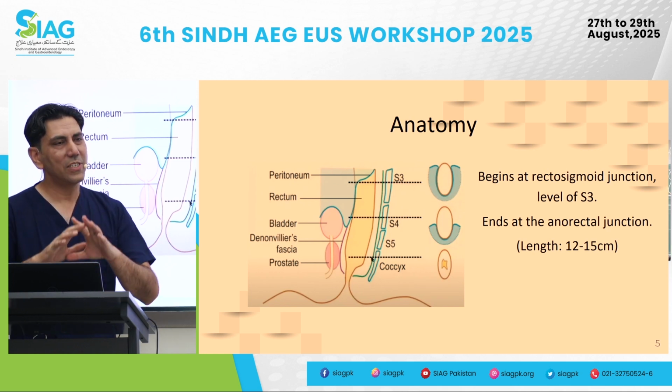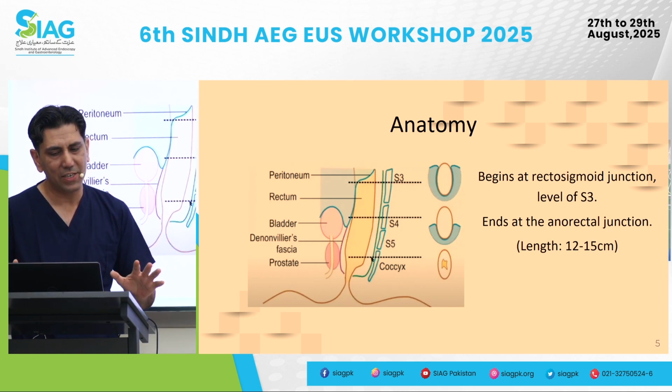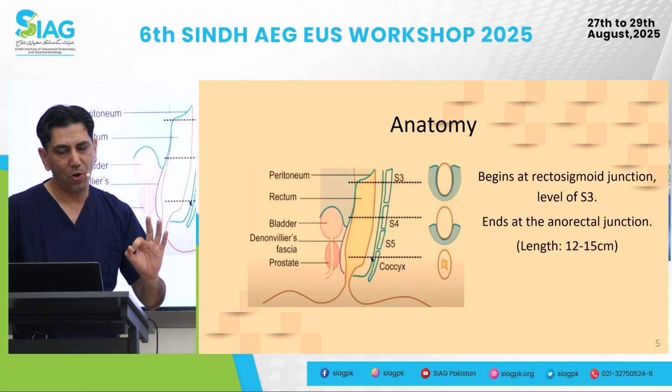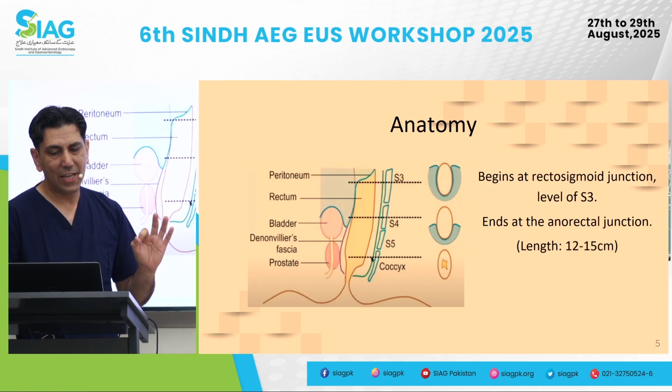So, anatomy. Who among you considers that they've got a really good understanding of it? Okay, so just for the sake of the discussion here, we're going to keep it very simple. The rectum begins at the rectosigmoid at the level of S3 and then ends at the anorectal junction.